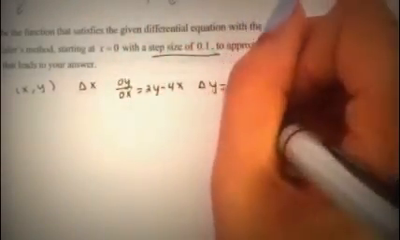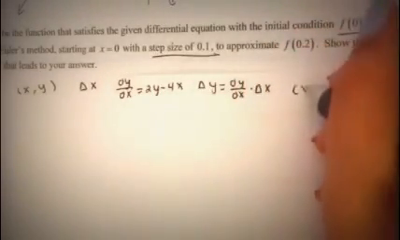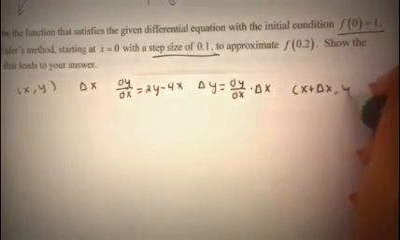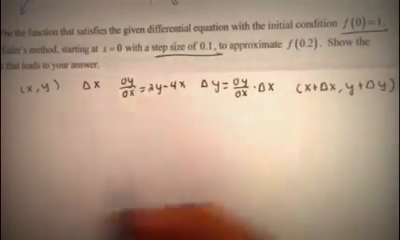The first thing we're going to do is make the table with the initial condition, change in x, dy/dx, which in this case is equal to 2y minus 4x, change in y, which is equal to dy/dx times change in x, and our x plus change in x, comma, y plus change in y. So once you make this table, you're going to go find all these pieces.